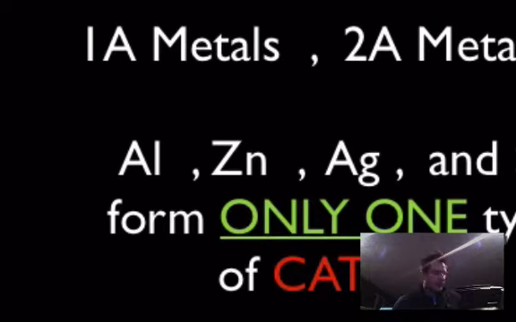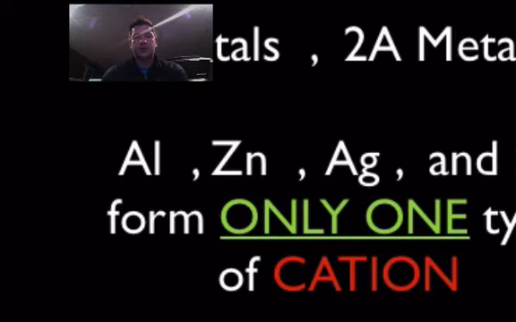There are certain metals that are going to have only one type of ionic charge or cation. The following are going to only have one. We're looking at group 1A metals. Group 1A metals are going to have a one positive charge, and we don't have to put one, we just put the positive sign there. Group 2A metals are going to have a 2 plus charge.